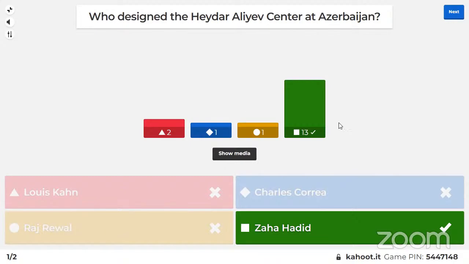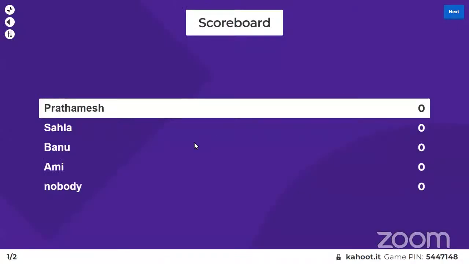All right, let's move on to the scoreboard. After every question, we'll be moving on to the scoreboard. This is the place where you'll be seeing the toppers. Here you can see that Prathamesh has come to the top spot with 991 points. Second spot we have Sahla, third we have Banu, fourth Ami, and fifth we have nobody. That's how the scoreboard looks like. On the left side you can see the names, and on the right side you can see the points.